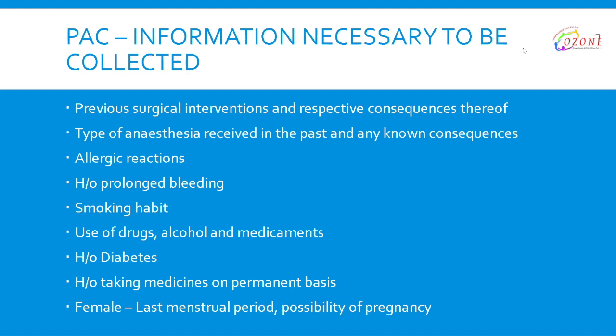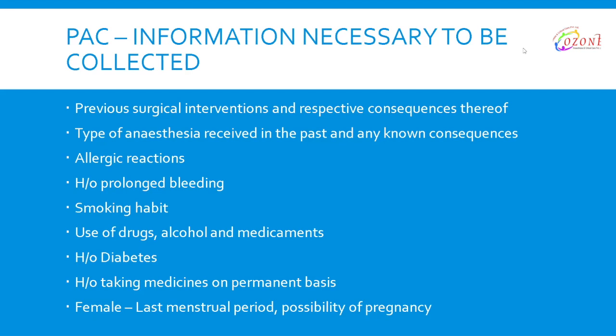Then you can note down the allergic reactions. You can ask specifically about allergic reactions to any anesthetic drugs or any other drugs, or even to any foods. It might be a simple reaction, or it might range up to anaphylactic reactions. So you can ask whether he had some allergic reactions in the past. If he had, what type of reaction, ranging from mild to moderate to severe, and note it down in capital letters, so that when you are reading, you can directly see whether the person had some allergic reactions.